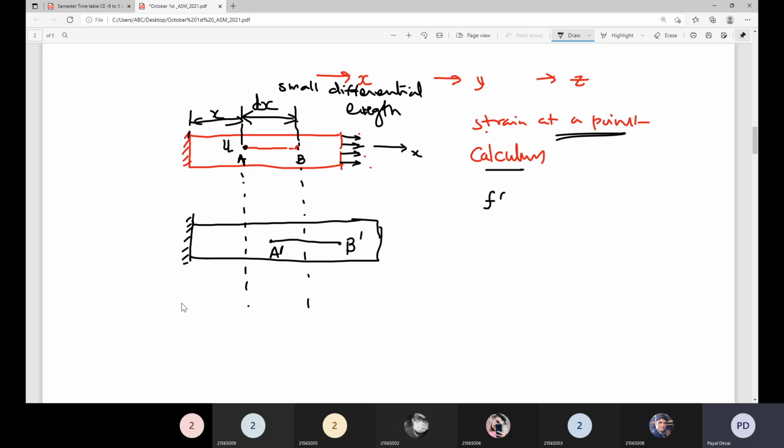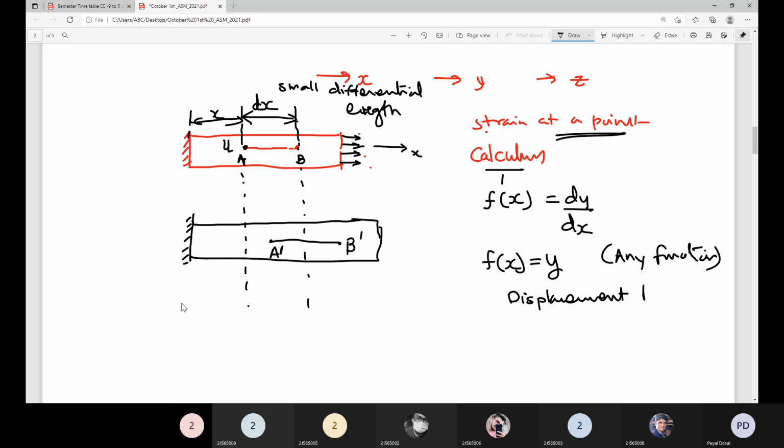Everybody knows that the function f dash x is equal to dy by dx. मेरा कोई भी फंक्शन f of x इक्वल टू y है, okay, any function. Now in our case it may be a displacement function, it may be a deflection function. You may call it u also, I mean y, only y. I can call u also, I can call w also, I can call v also, right? So from the calculus point of view, the derivative of the function is dy by dx.